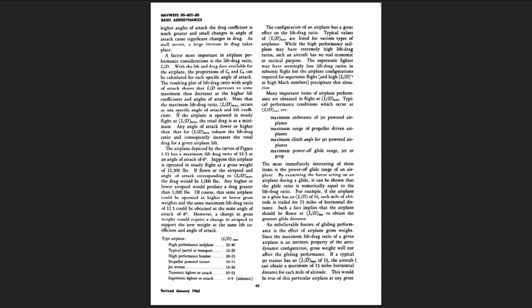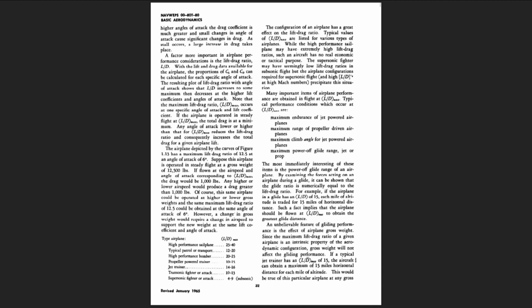By examining the forces acting on an airplane during a glide, it can be shown that the glide ratio is numerically equal to the lift-to-drag ratio. For example, if the airplane in a glide has an L/D of 15, each mile of altitude is traded for 15 miles of horizontal distance. Such a fact implies that the airplane should be flown at L/D max to obtain the greatest glide distance.